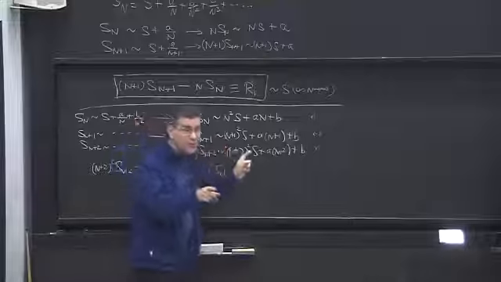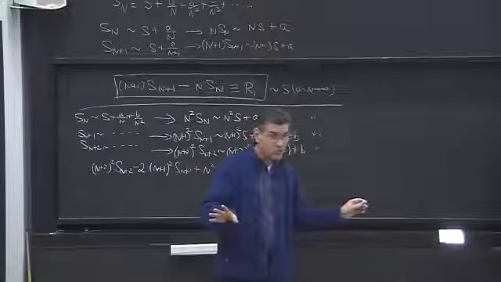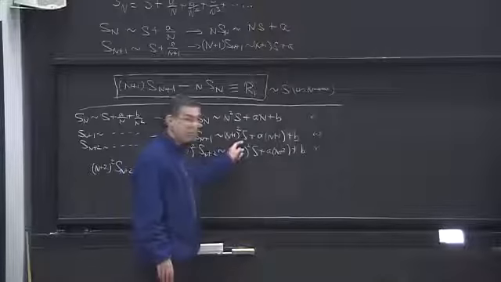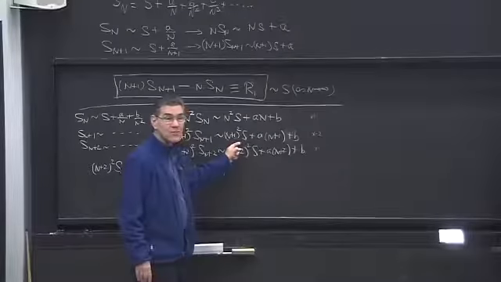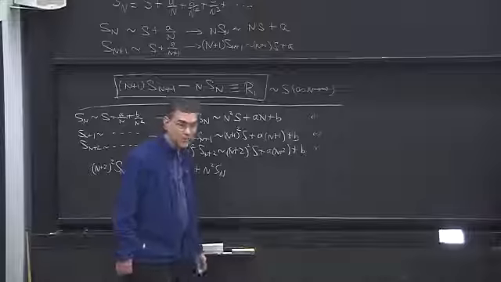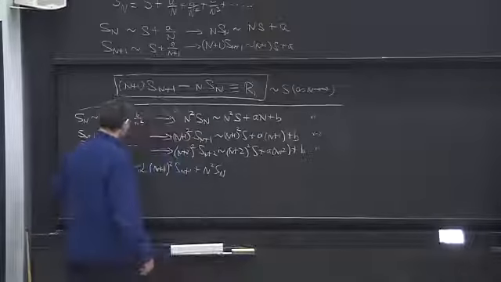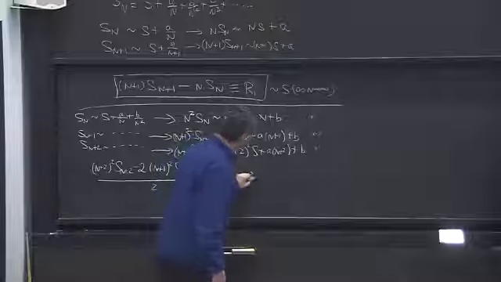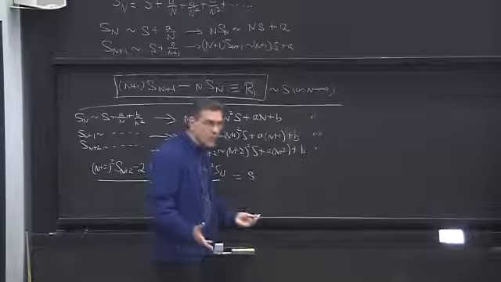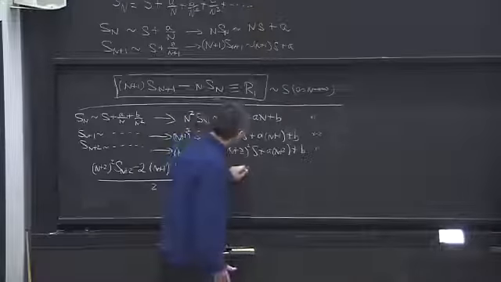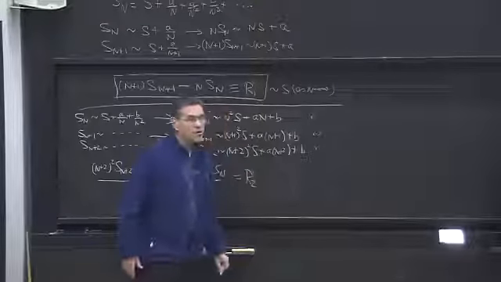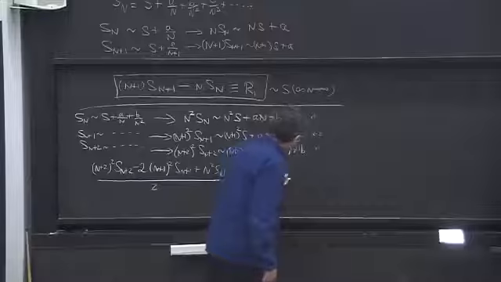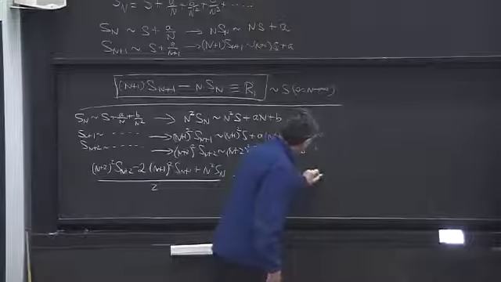Say it again? Just 2. Just 2. So you're just left with 2s. So we divide by 2, and you're left with s. Okay, except we won't say this is equal to s. We'll say this is equal to the second Richardson extrapolation, which is asymptotic to s as n goes to infinity.